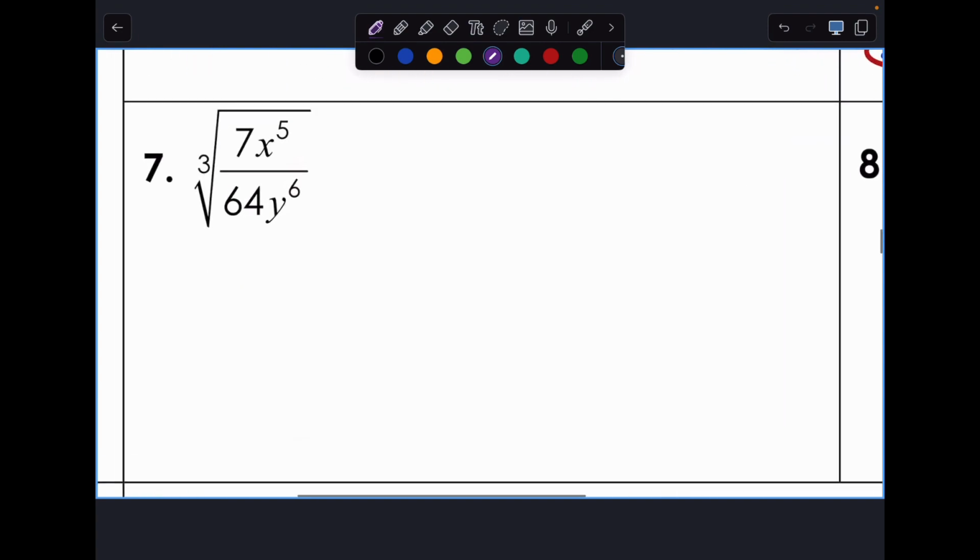Cube root. Can I simplify 7 over 64? No. Can I simplify x to the 5th power over y to the 6th power? No. So we're going to have to separate these out into 2 separate radicals. Okay? And then cube root of 64, y to the 6th power.